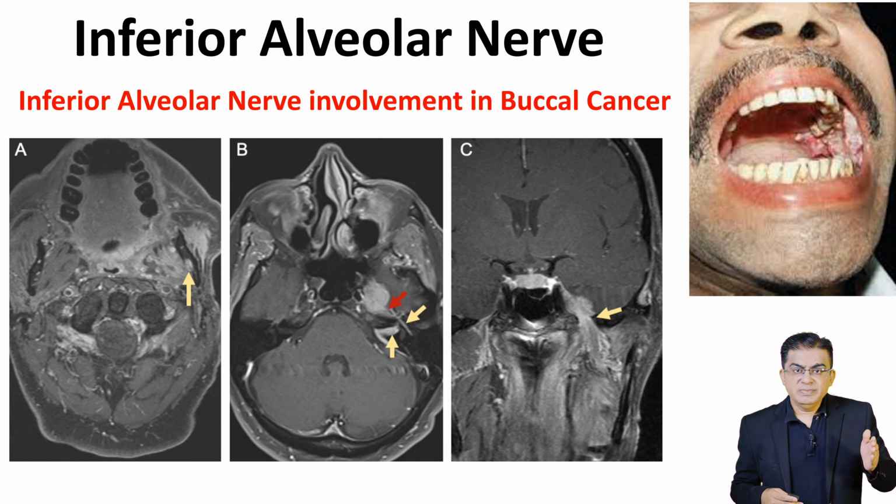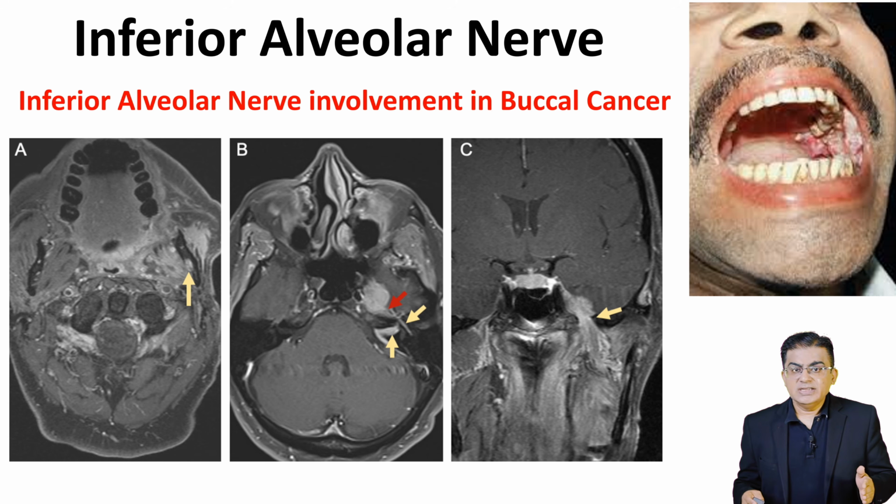Now skip to image C on the far right. This is a coronal view. We are tracking that exact same nerve, the mandibular branch of the trigeminal nerve, or V3, all the way up to the base of skull. Look at that yellow arrow. It is showing you gross enlargement and direct tumor involvement right at the foramen ovale. Finding this instantly upstages your patient to a T4B. It renders the disease entirely unresectable.